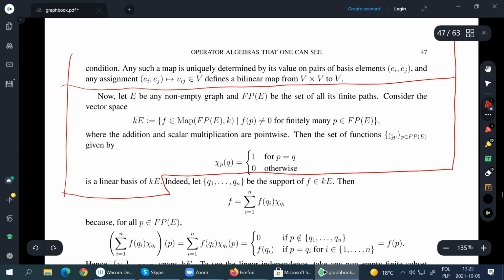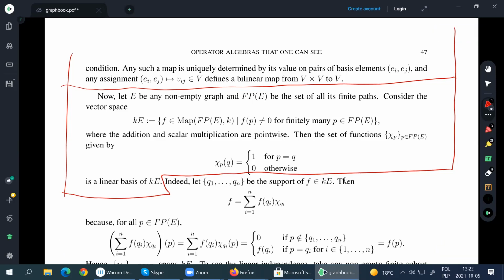People identify this element in the algebra with a path itself, but this is a bit confusing. So I make this distinction. For every finite path, I have an element in this vector space KE, which is defined as follows. Chi p of q, where p is our fixed path and q is any path from this space FPE, is simply given by the Kronecker delta. So it's just 1 if q is equal to p and 0 otherwise, okay?